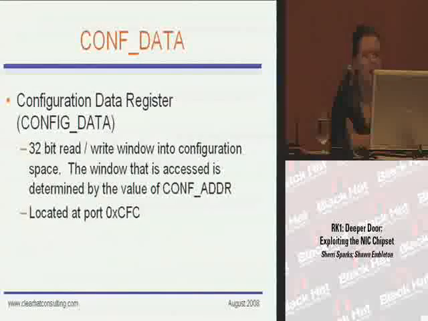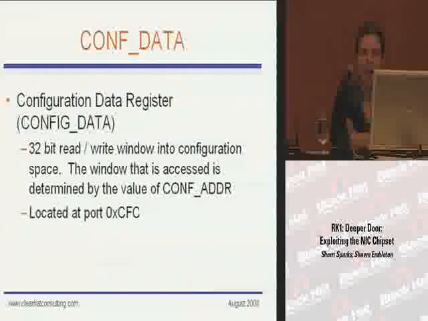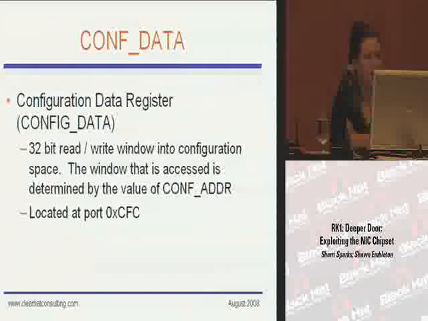Once we have set the configuration address register, we can read and write the configuration data register. The configuration data register can now be used to receive the contents or the data that is stored at that location in the configuration space. The configuration data register is located at port CFC, and like the configuration address register, it can be accessed using standard port I/O or the assembly in and out instructions.